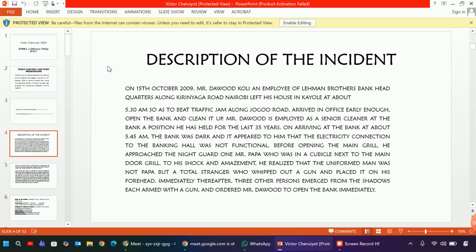Before opening the main grill, he approached the night guard, one Mr. Papa, who was in a cubicle next to the main door grill. To his shock and amazement, he realized that the uniformed man was not Papa but a total stranger who whipped out a gun and placed it on his forehead. Immediately thereafter, 3 other persons emerged from the shadows, each armed with a gun, and ordered Mr. Dawood to open the bank immediately.